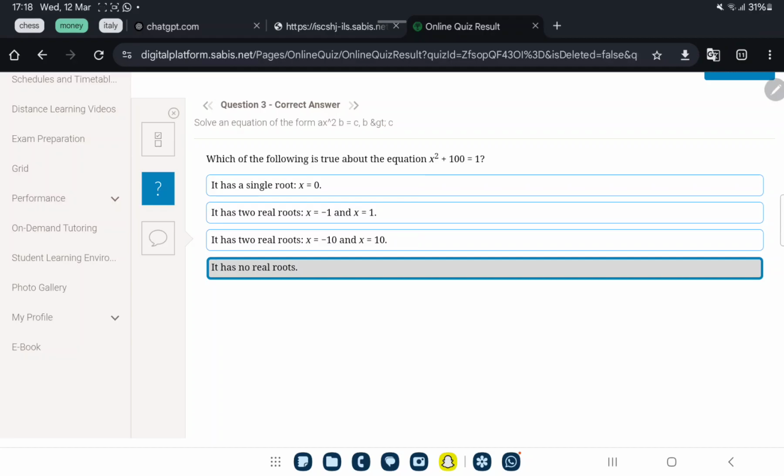Which of the following is true about the equation x squared plus 100 equals 1? First they're asking about the roots, so we find the roots of it. x squared plus 100 equals 1. We move the 100 to the other side. It equals 1 minus 100, so x squared equals minus 99. And then to find x, x equals square root of minus 99. Now you can't have a square root of a negative number, so there are no real solutions. It has no real roots.